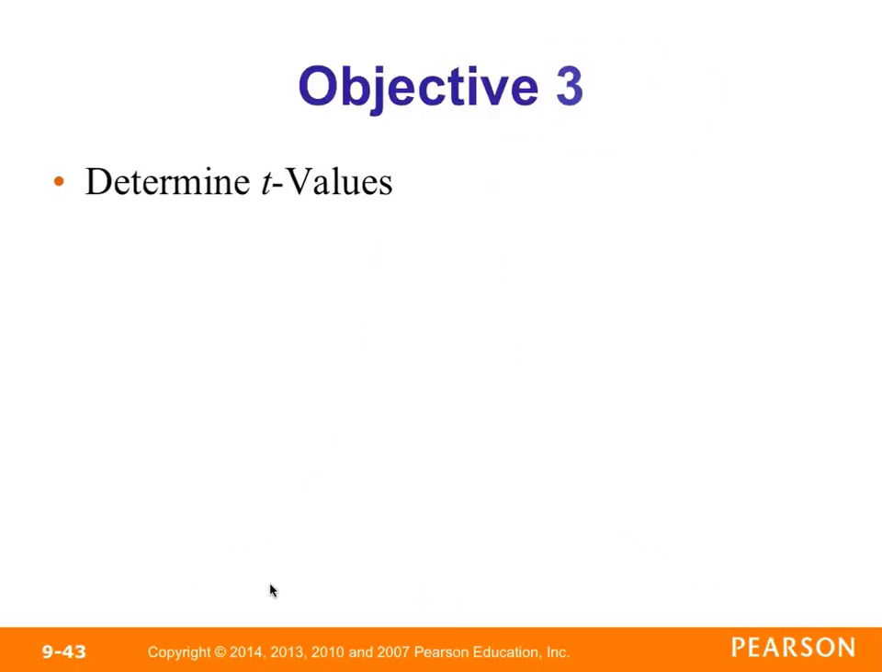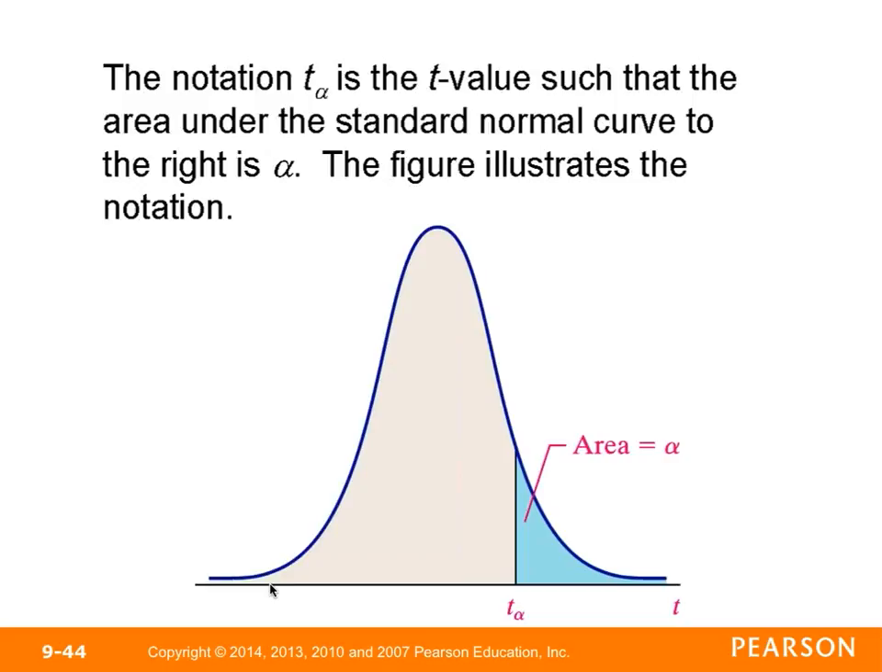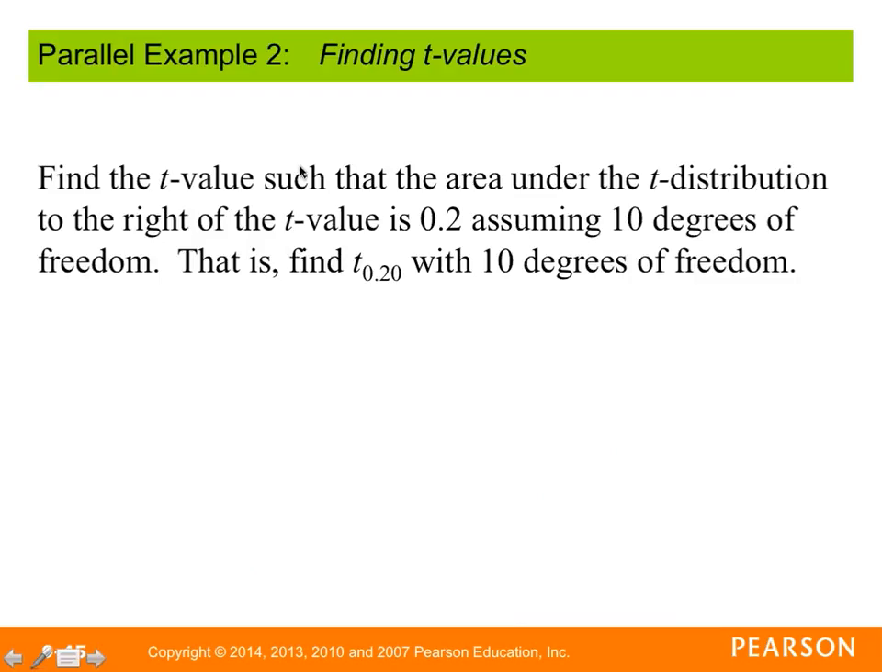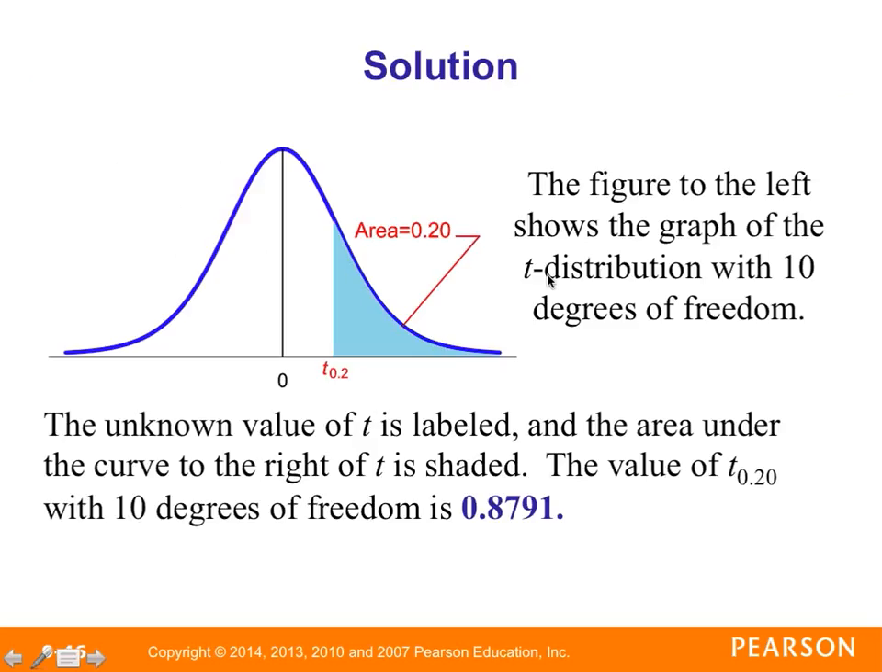Okay, so one thing that we need to be able to do is actually determine t values. So the notation t alpha is just the t value such that the area under the curve to the right is alpha. So if you look here, we have t alpha, the area to the right is alpha. So let's say that we want to find a t value such that the area under the t distribution to the right of the t value is 0.2, assuming that we have 10 degrees of freedom. So what we're trying to find is t of 0.2 with 10 degrees of freedom.